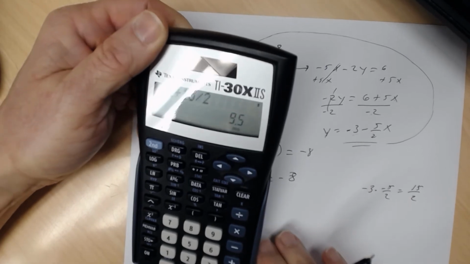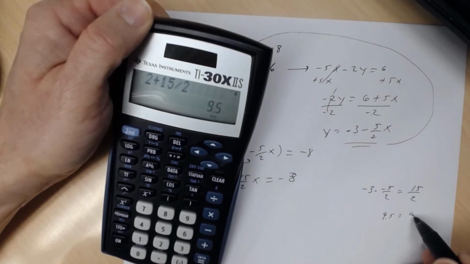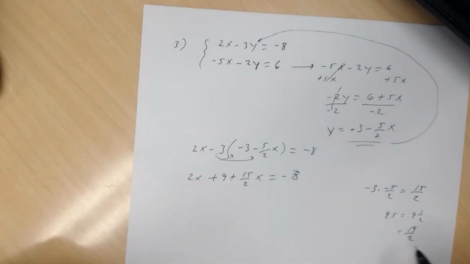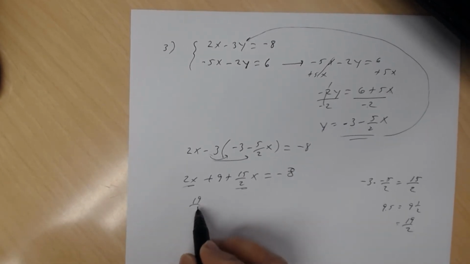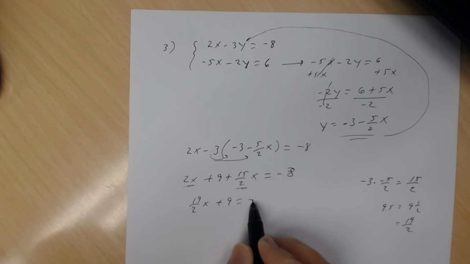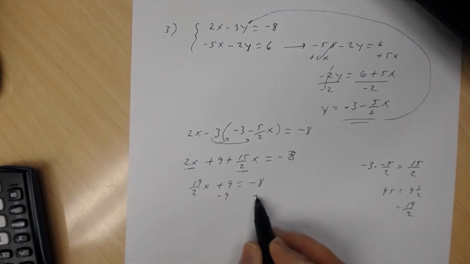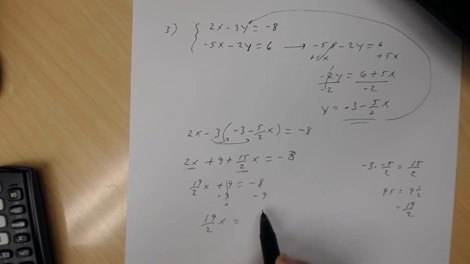So 2 plus 15 divided by 2 equals 9.5. 9.5 means 9 times 2 is 18, 18 plus 1 is 19, so 19 halves. So I'm going to rewrite 2x plus 15 halves x as 19 halves x, plus 9 equals negative 8. The next step is to subtract 9 from both sides. When I combine like terms, I get 19 halves x equals negative 8 minus 9, which is negative 17.